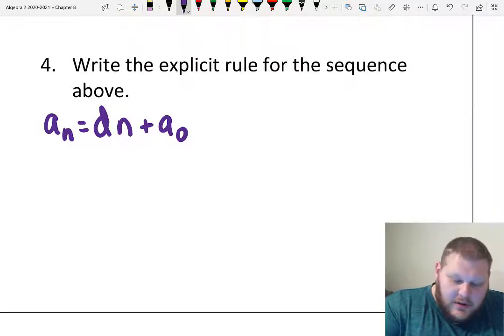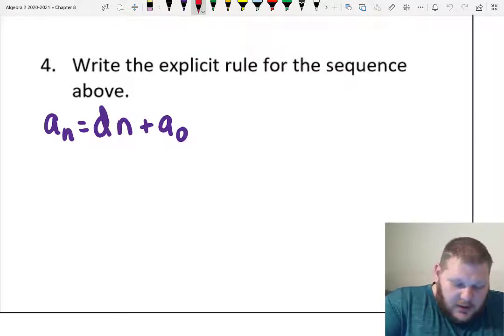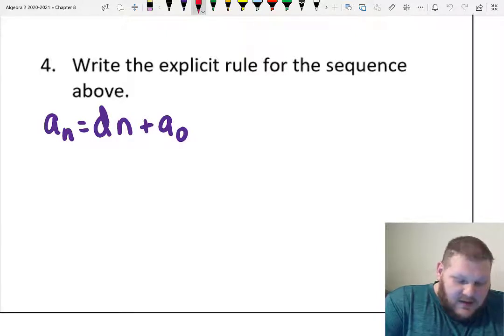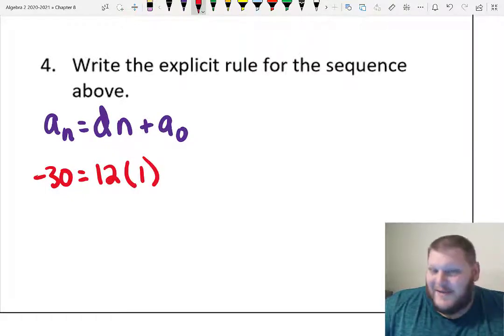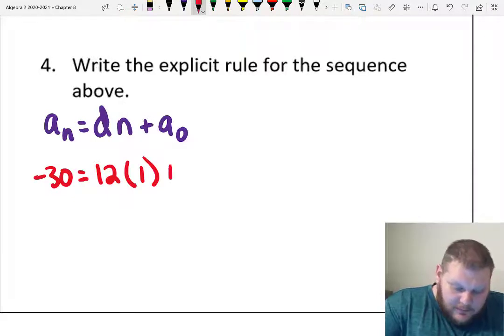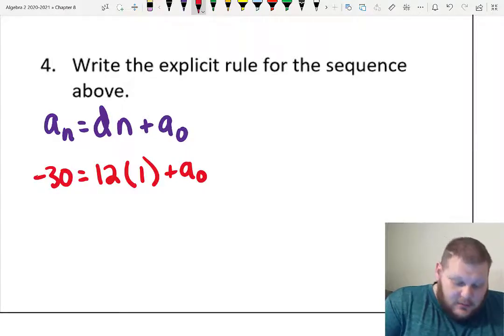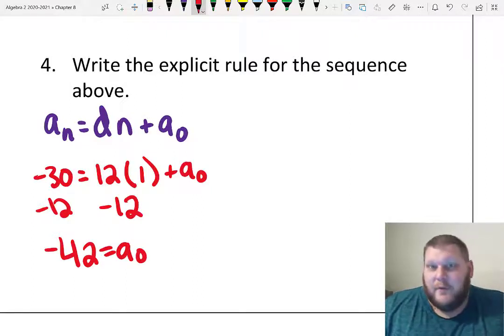Or what you also could do is plug in things that you know. You could pick out a particular term, and especially in this case, because we already know my common difference is 12. We could say that the first term is a sub 1. I can plug in my common difference, which is 12. Negative 30 has a position number of 1, equals 12 times 1 plus a sub 0, and then solve for a sub 0, which 12 times 1 is just 12. So I have to subtract 12 from both sides to get an a sub 0 of negative 42.